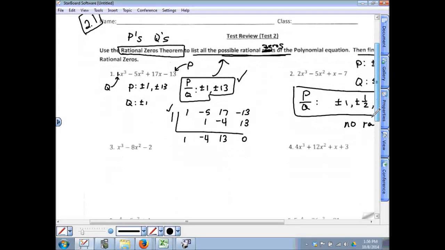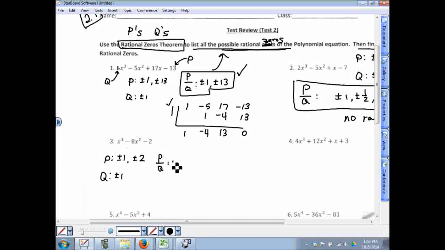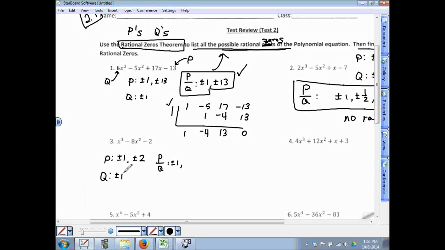Okay. Skipping down here to 3 before we get over to question 2. So I'm going to do the same thing. We've got a list of P and Q values. So the values of P are going to come from here at the end. That's plus or minus 1, plus or minus 2. Factors of Q are going to come from the number in front of x to the third, that's 1, so it's plus or minus 1. So then P divided by Q is 1 divided by 1, which is plus or minus 1, and then 2 divided by 1, which is plus or minus 2. So again, that answers the first part of the question, listing all of the possible rational zeros.